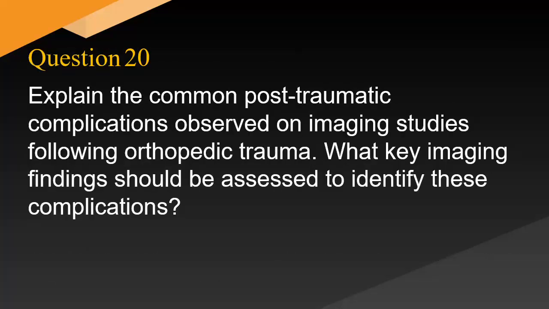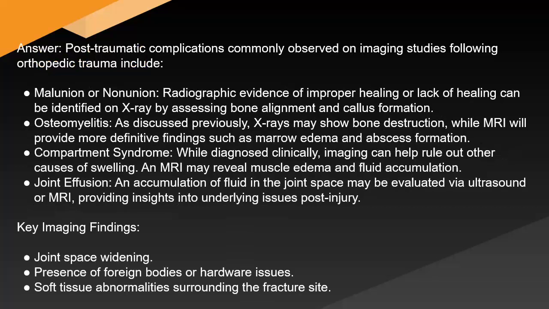Explain the common post-traumatic complications observed on imaging studies following orthopedic trauma. What key imaging findings should be assessed to identify these complications? Answer: post-traumatic complications commonly observed on imaging studies following orthopedic trauma include malunion or non-union. Radiographic evidence of improper healing or lack of healing can be identified on X-ray by assessing bone alignment and callus formation. Osteomyelitis. As discussed previously, X-rays may show bone destruction, while MRI will provide more definitive findings such as marrow edema and abscess formation.